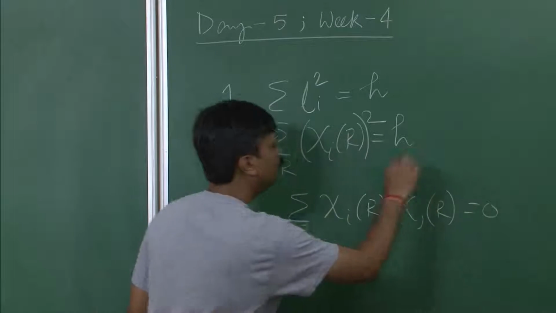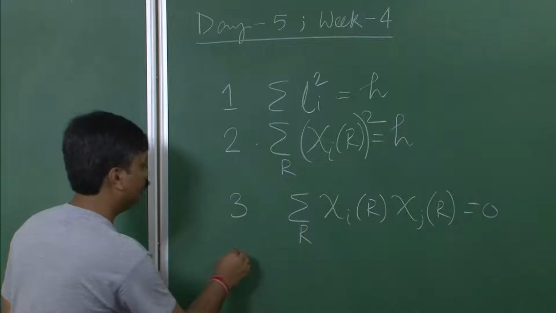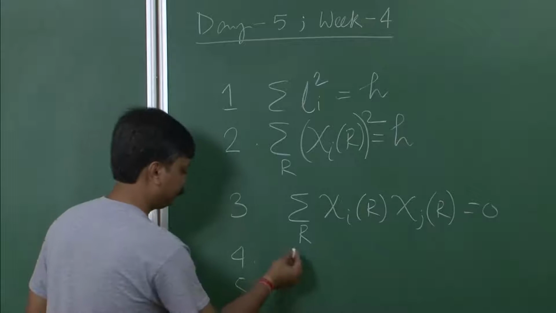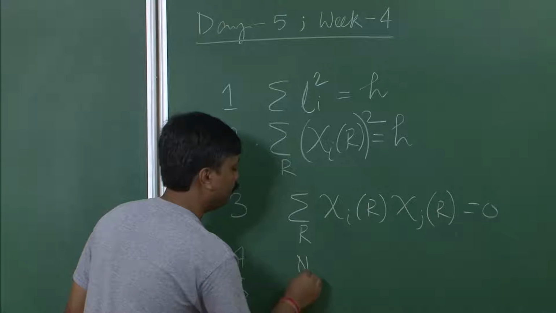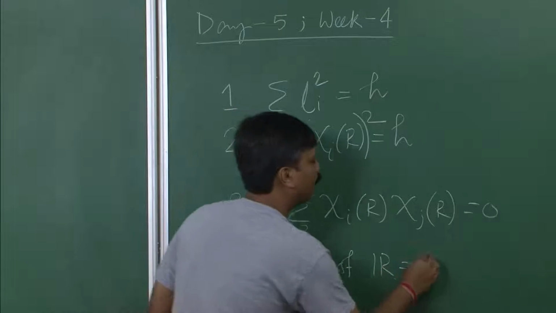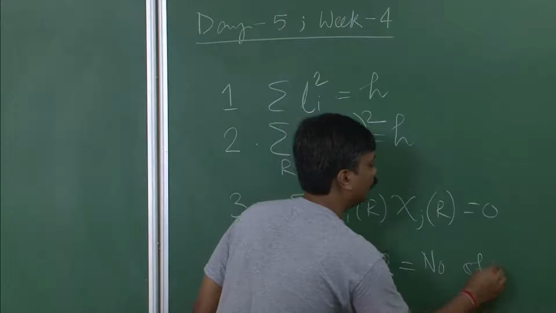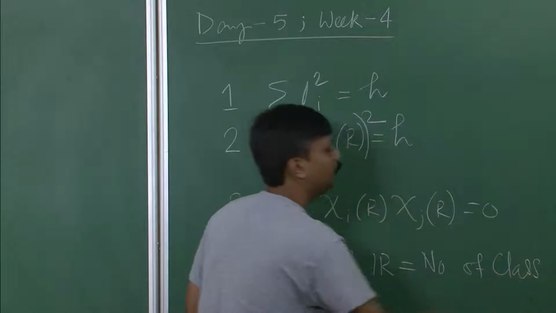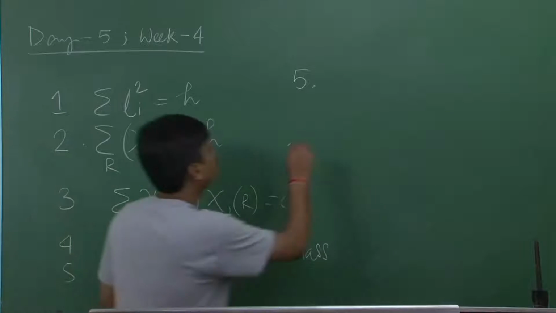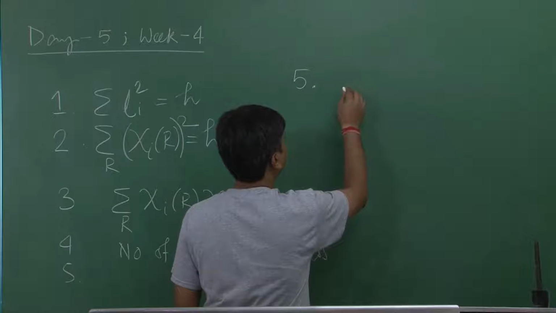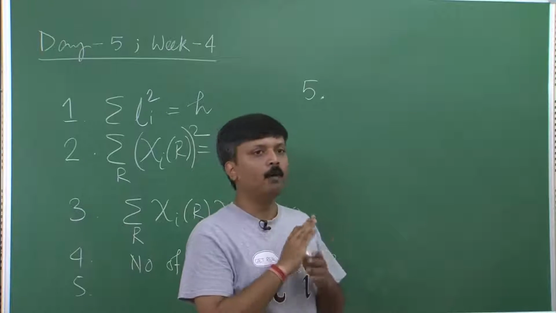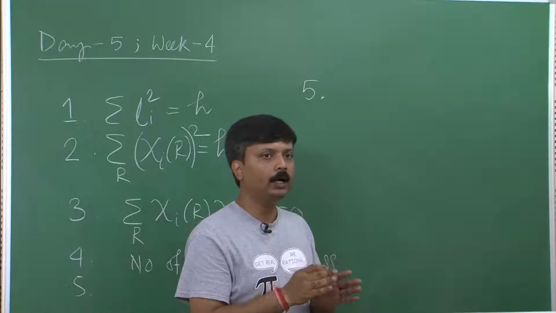This is equal to 0, and we also learnt two more rules, fourth and fifth. The fourth says that the number of irreducible representations equals the number of classes present in the point group. The fifth rule is that the characters corresponding to the symmetry operations belonging to the same class are identical.